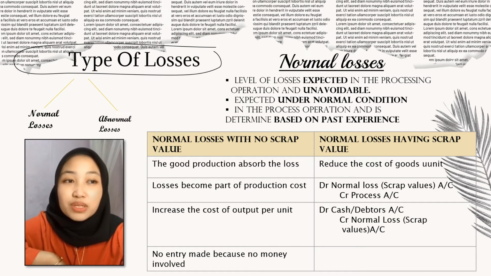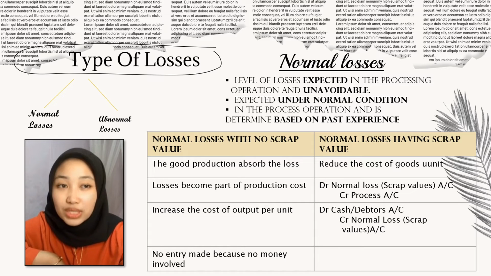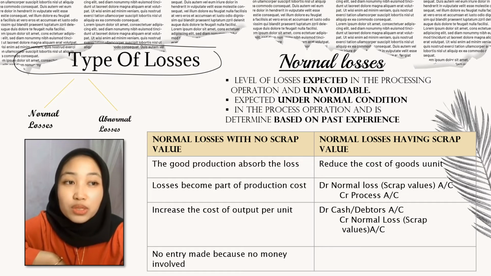So next, normal losses with scrap value. It will reduce the cost of good units. For these losses, debit the normal loss account and credit the process account.